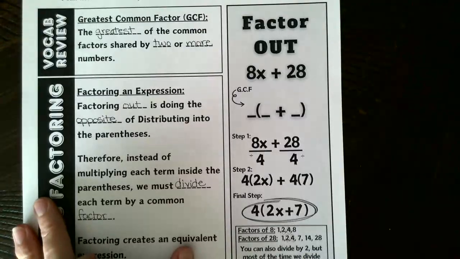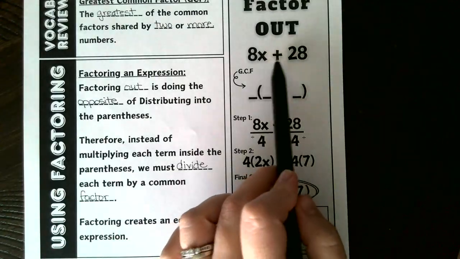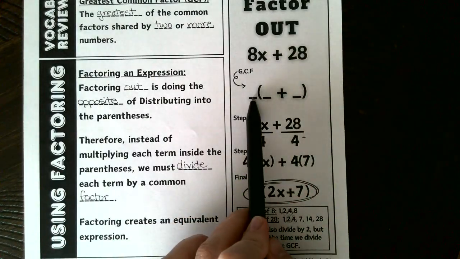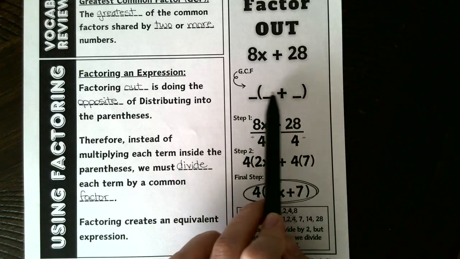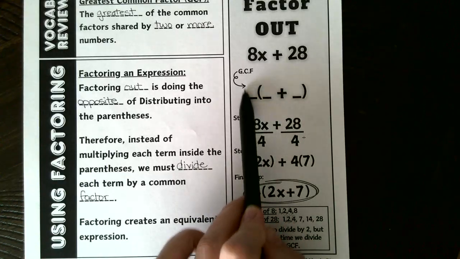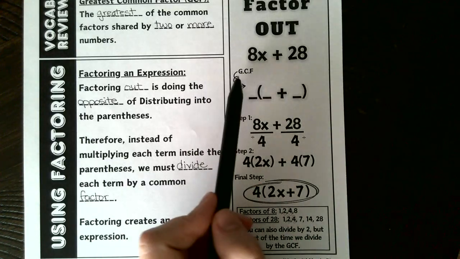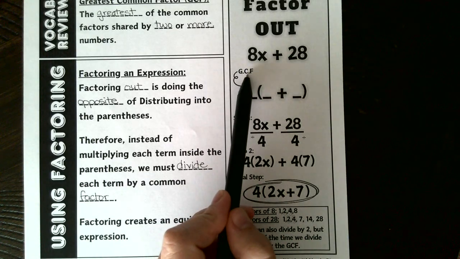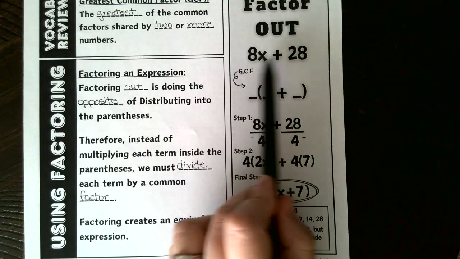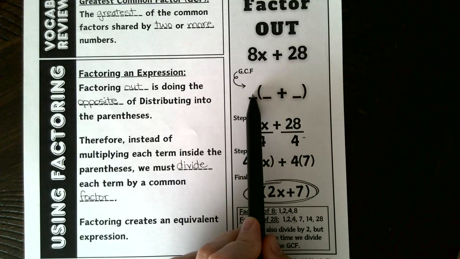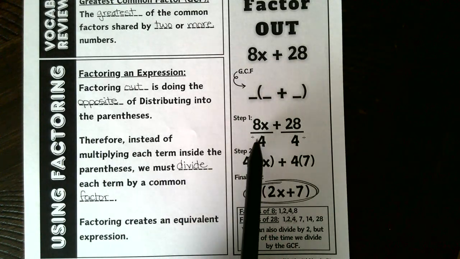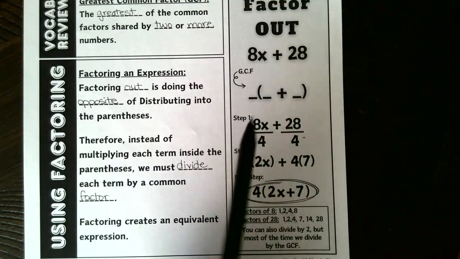So if we're factoring out, like I said, I have 8x plus 28. So what I need to do is get it back to what it would have looked like if I was going to do the distributive property. So I'm working in reverse, okay? So I need to decide what is the greatest common factor of these two numbers, and that's going to go here. So here's step one. I'm going to figure out what is the greatest common factor.